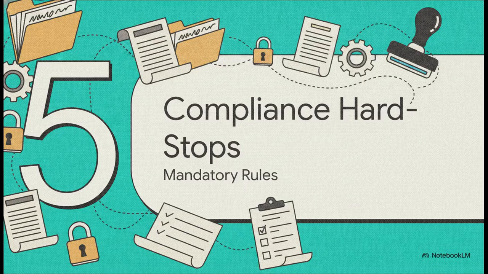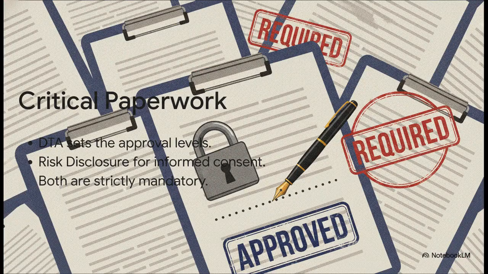Section 5. Mandatory compliance hard stops. Now, out in the real world of derivatives, paperwork isn't just a gentle suggestion, it's a hard stop. The two most critical documents are the Derivatives Trading Agreement, or DTA, and the Risk Disclosure Statement. The DTA is a formal contract that sets out exactly what types of derivatives a client is even approved to trade, based on things like their net worth and knowledge. The Risk Disclosure Statement ensures the client actually understands that they could lose their entire premium or face aggressive time decay. This isn't just about checking a box for a signature, it's about verifying genuine, informed consent.